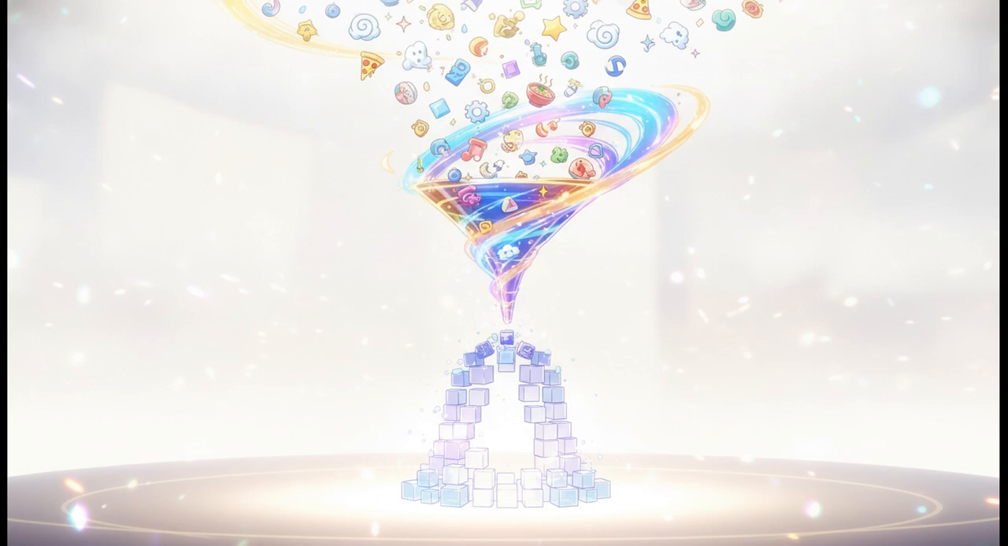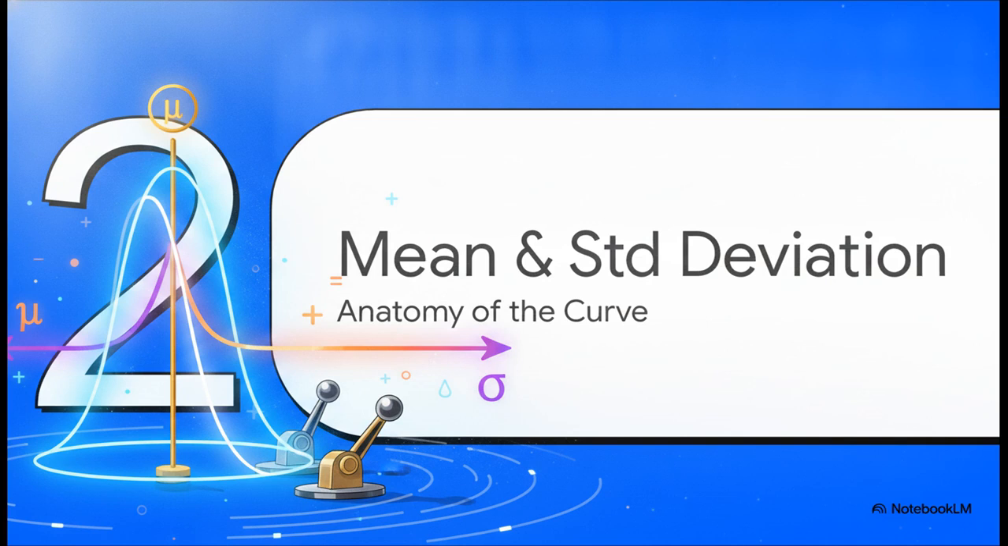Think about human height, right? It's not just one single gene deciding it. It's influenced by hundreds of genetic markers plus your nutrition, plus your environment. Or think about a machine cutting metal. Tiny vibrations, temperature shifts, microscopic friction, it all adds up. The central limit theorem dictates that the sum of all these minor, random effects will always smooth out into this perfectly predictable curve. Moving right along to Section 2, mean and standard deviation.